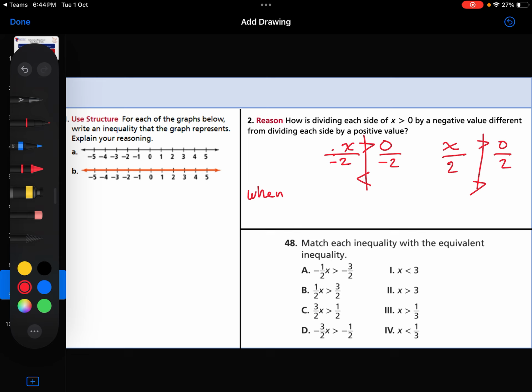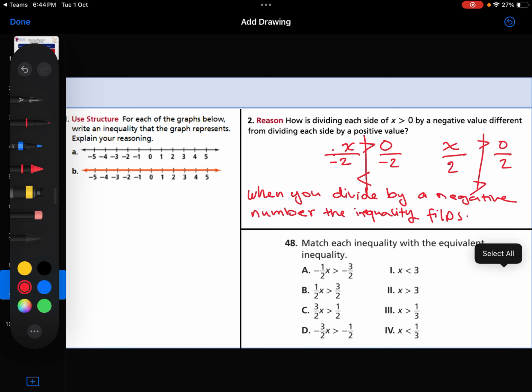When you divide by a negative number, the inequality flips. And when you divide by a positive number, the inequality does not flip. That's it. Match each inequality with the equivalent inequality.